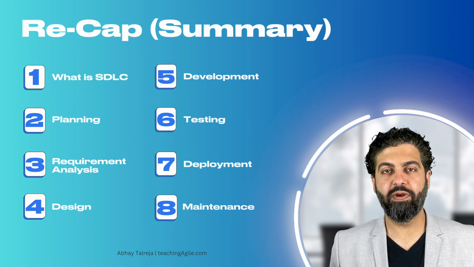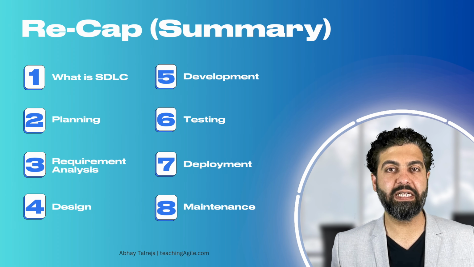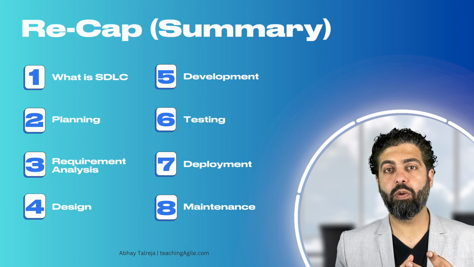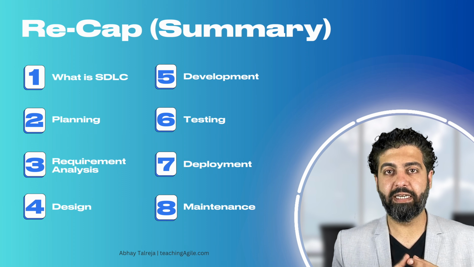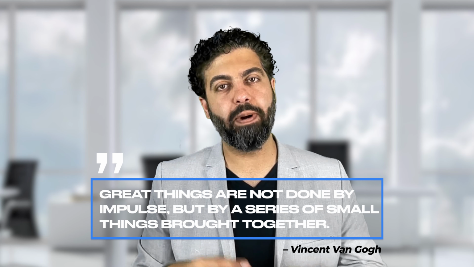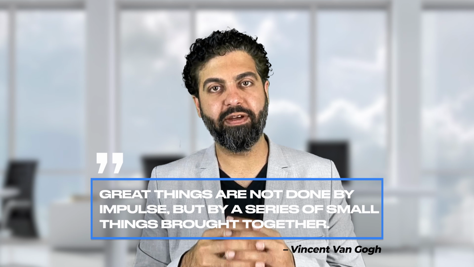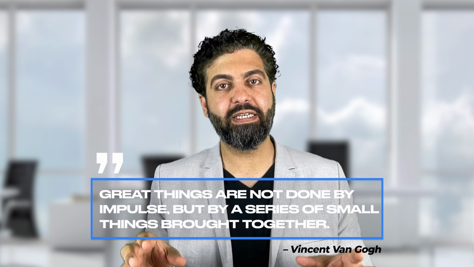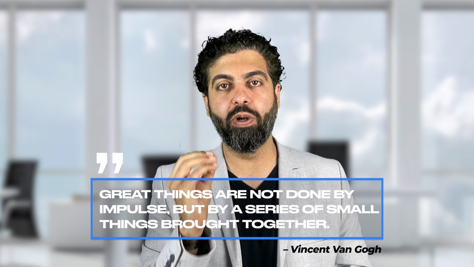So let's recap. We talked about what the software development lifecycle is. We saw different phases of SDLC, which were planning, requirements, design, development, testing, deployment, and lastly, maintenance. And lastly, one of my favorite quotes: great things are not done by an impulse, but a series of small steps brought together. This is what your entire SDLC is. There are a series of small things that you do, and that ultimately leads to a golden software that you're creating.